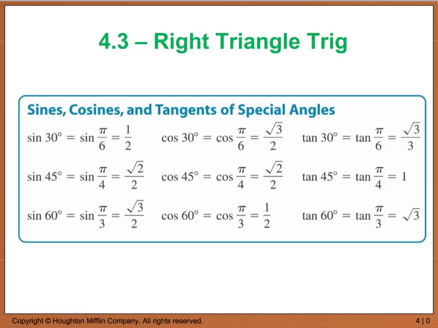Now this table here is included in your book. This is the sine, cosine, and tangents of your special angles. And the special angles really are your 30, 60, and 45 degree angles. This table does include the radian measures, pi over 6, pi over 4, and pi over 3. And this is what you have to know for that unit circle quiz, which will be in a couple weeks. So if you have questions on how to find this, please let me know.